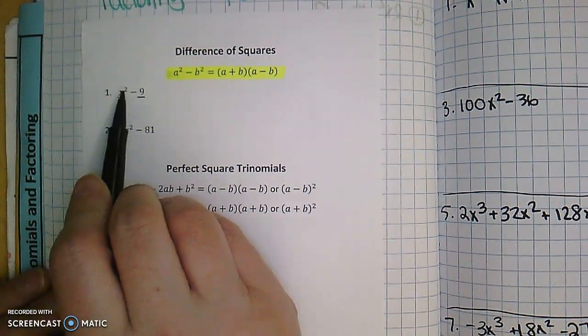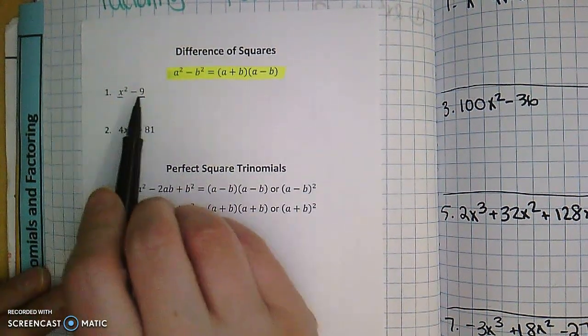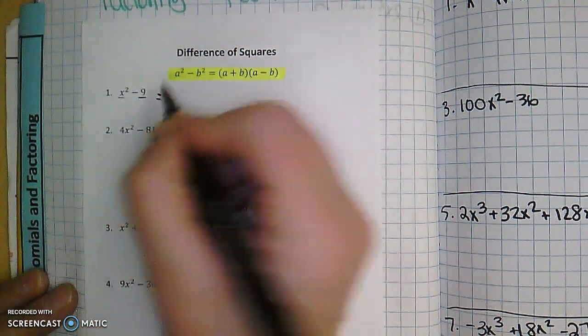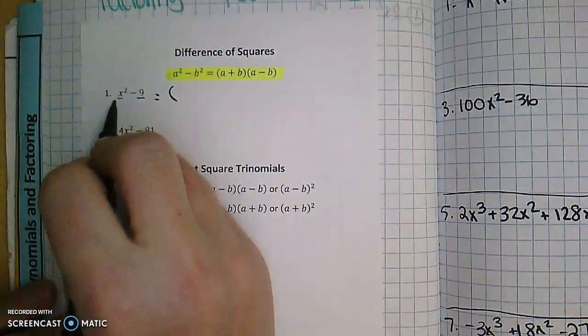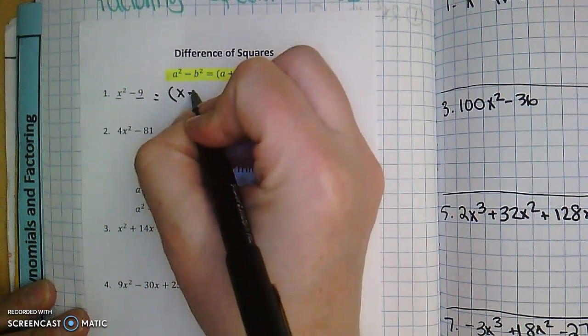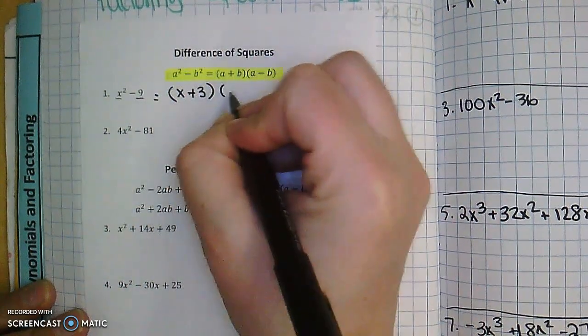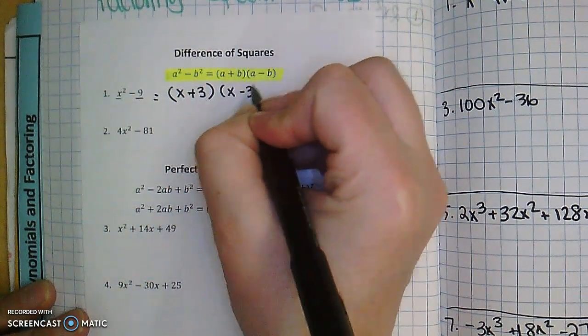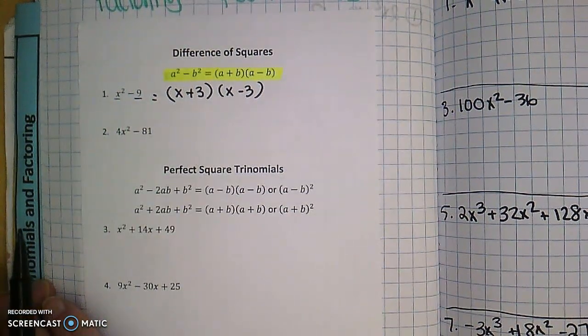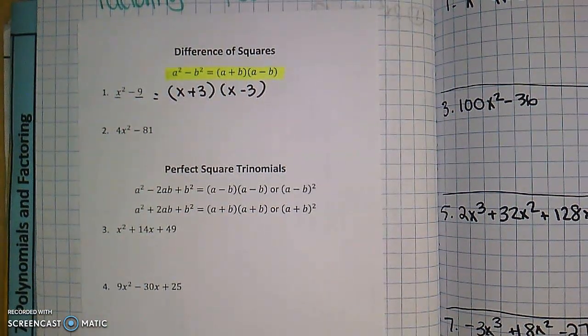In this case, x squared, the square root of x squared is just x, and the square root of 9 is 3. So when I factor this, all I'm going to do is take the square root of each of these. So square root of x squared is x, square root of 9 is 3, and those are now going to be my two terms. The only difference between the two binomials is that one is going to be addition, the other one is going to be subtraction. Ta-da, we've factored it. That's it.